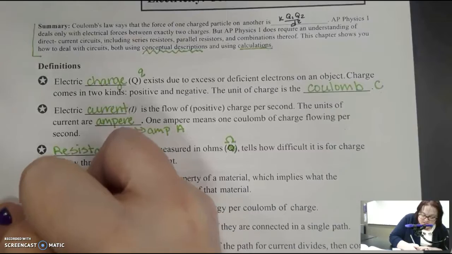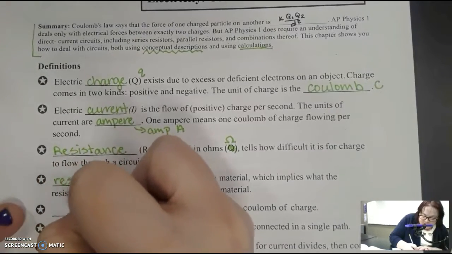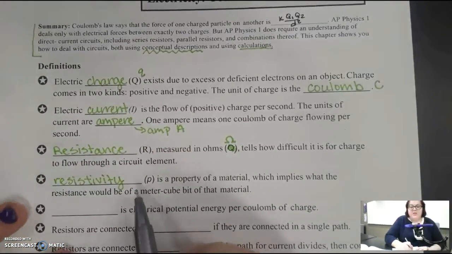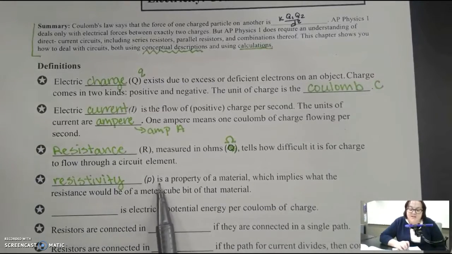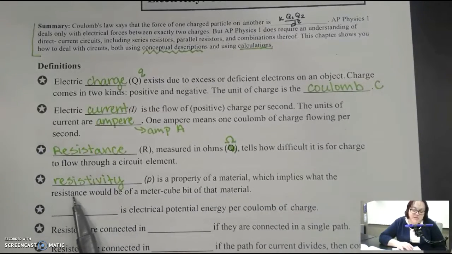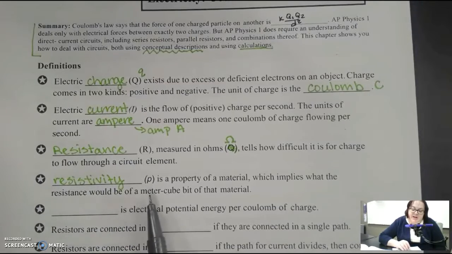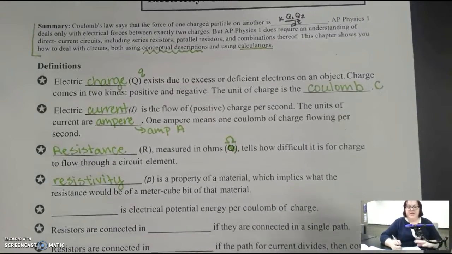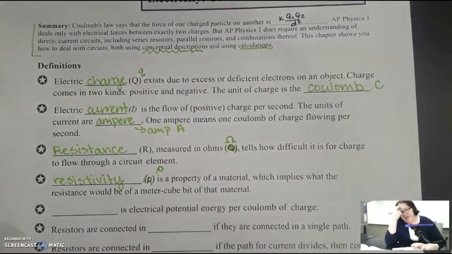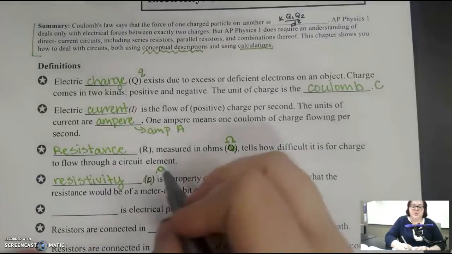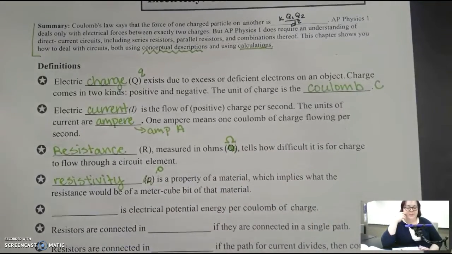Resistivity, lowercase p, again, I know lowercase p is also momentum, but you're not going to see these two in the same problem, is a property of a material, which implies what the resistance would be of a meter cubed bit of that material. I actually think this is supposed to be rho. I'll double check that before I print your copies. Rho is the Greek letter that's like a slightly squished P.